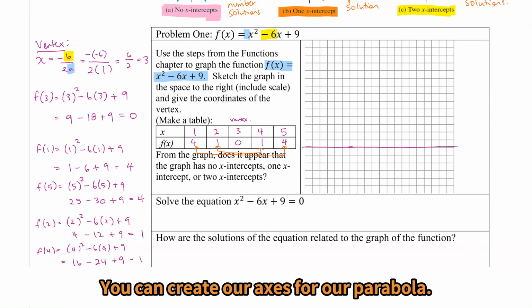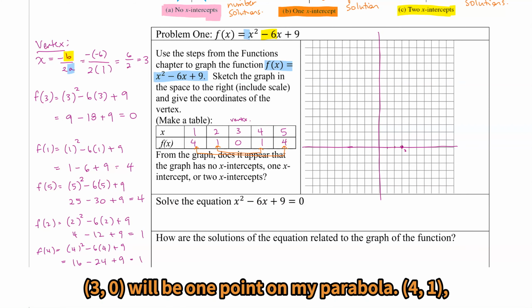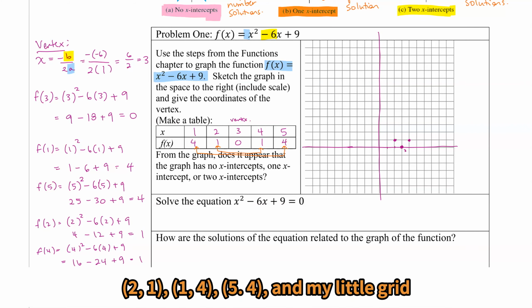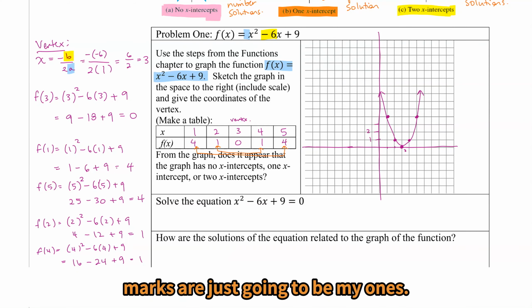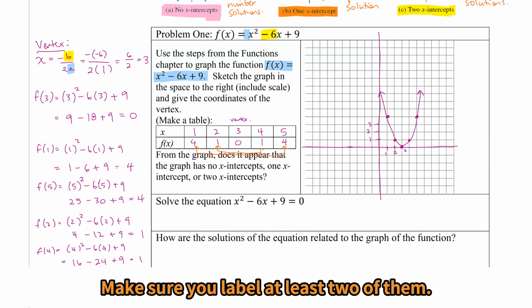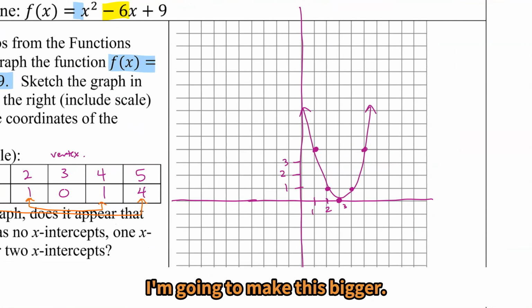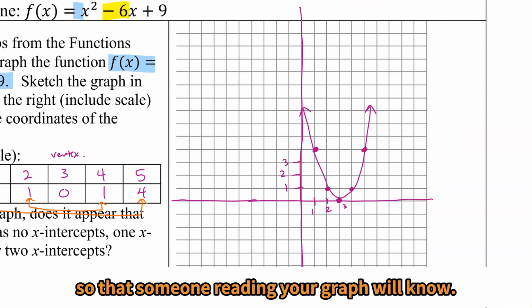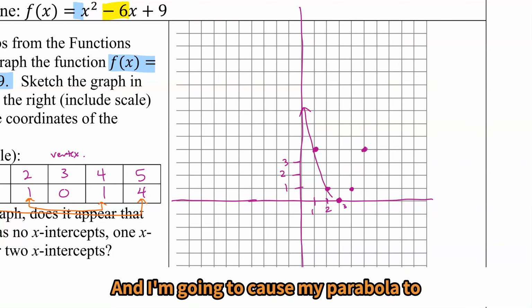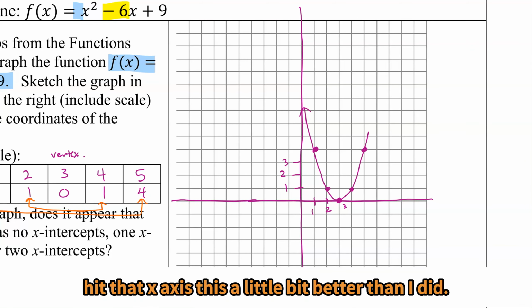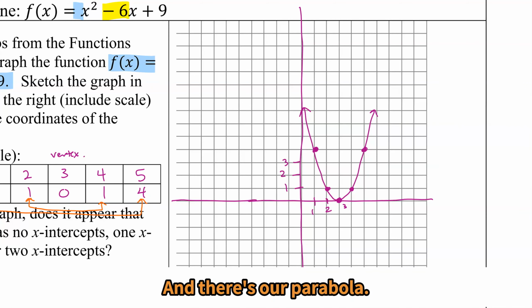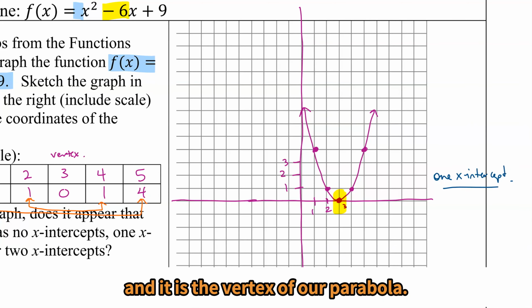We can create our axes. For our parabola, 3, 0 will be 1 point on my parabola. 4, 1, 2, 1, 1, 4, and 5, 4. And our little grid marks are just going to be by 1s. Make sure you label at least 2 of them on each axis so that someone reading your graph will know. I'm going to make this bigger. And I'm going to cause my parabola to hit that x-axis a little bit better than it did. And there's our parabola. How many x-intercepts does it have? Right, it has 1 x-intercept, and it is the vertex of our parabola.